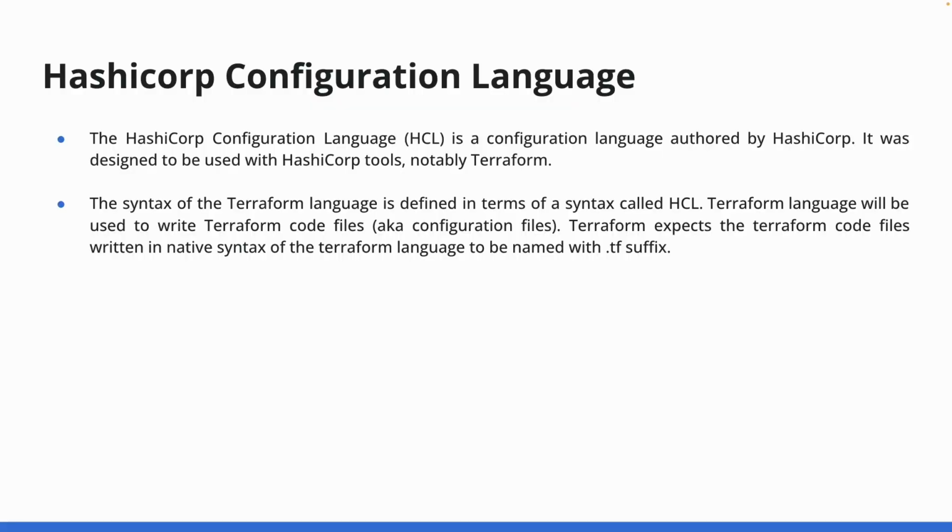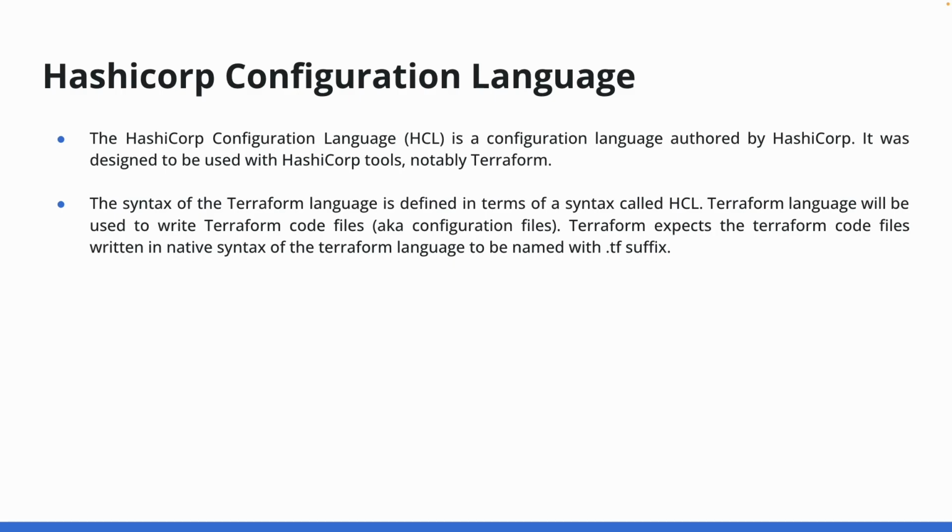So what is HashiCorp configuration language? HashiCorp configuration language is a configuration language authored by HashiCorp. It was designed to be used by HashiCorp tools, specifically Terraform. It has a more clearly visible and defined structure when compared to other configuration languages like YAML or JSON. The syntax of Terraform language is defined in terms of this HashiCorp configuration language.